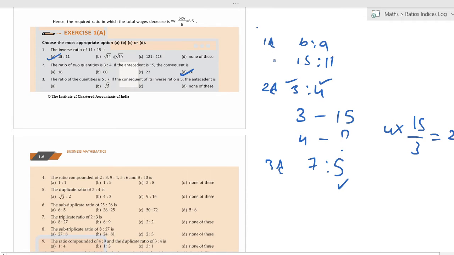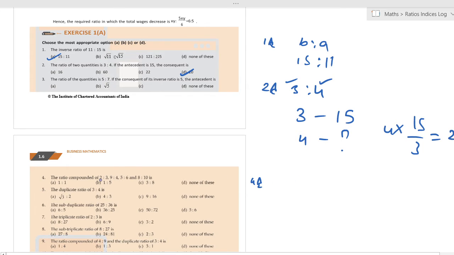And next, fourth one, the compound ratio of 2 is to 3, 9 is to 4, 5 is to 6 and 8 is to 10. So what is the compound ratio? In compound ratio, what do we do? We multiply all numerators, all antecedents, and we multiply all consequents.